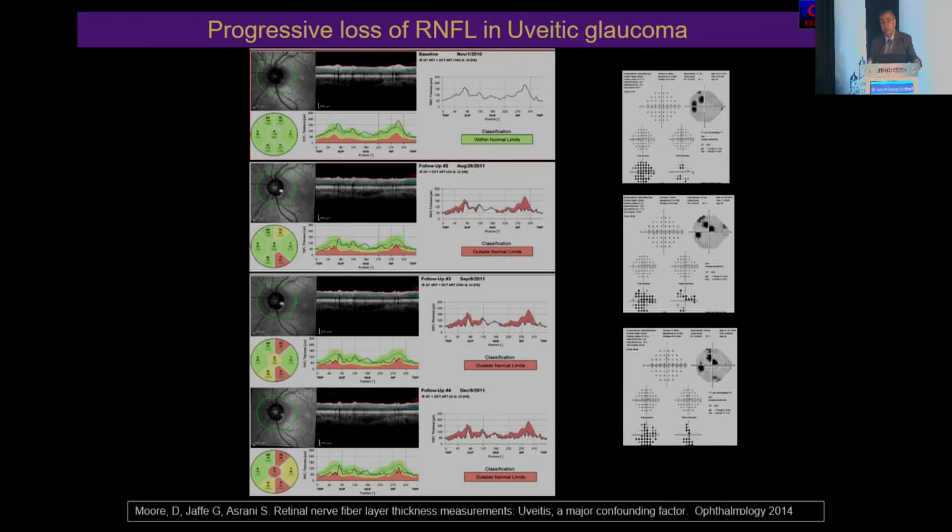So if you catch somebody in the stage where there is active uveitis, what you see as a small cup is not real. What you see as a normal nerve fiber layer is not real. Now you start treating the uveitis and the cup starts increasing and the nerve fiber layer starts getting thinner. And that's because the edema is going away. That's why the field doesn't change.